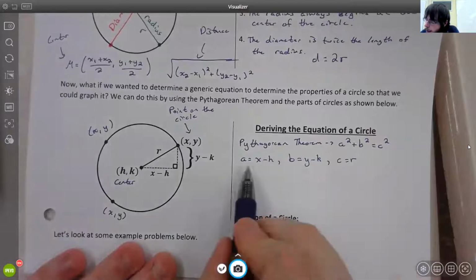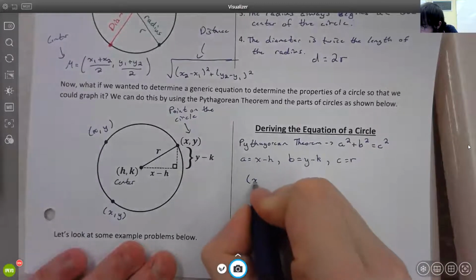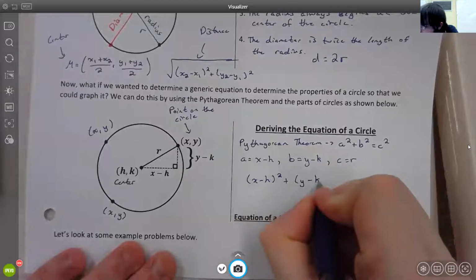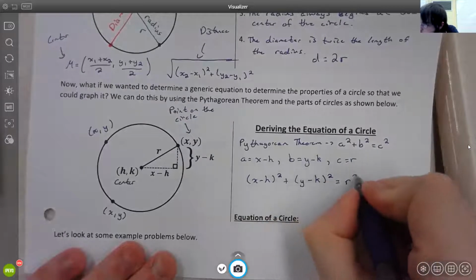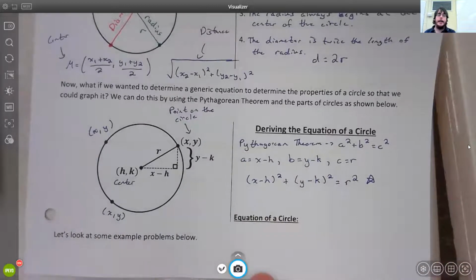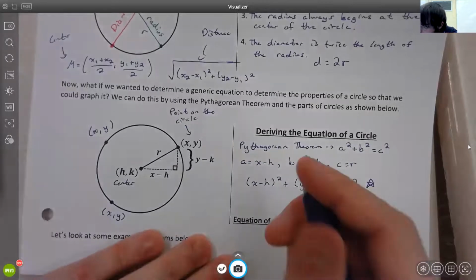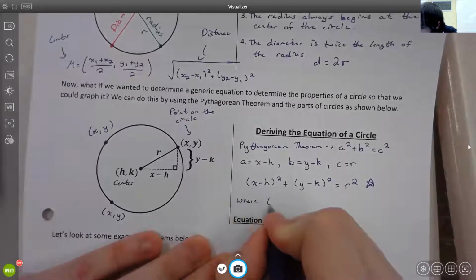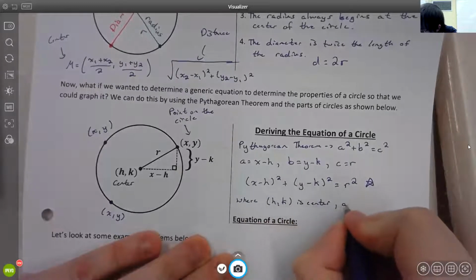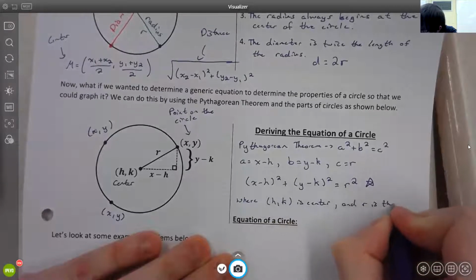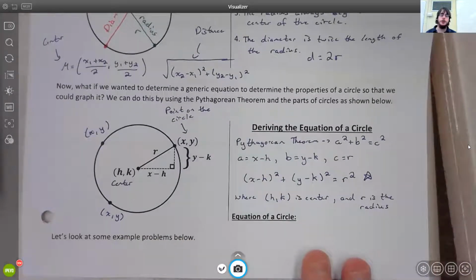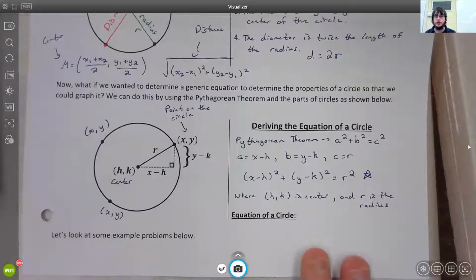So plugging those in, a is x minus h, so we get x minus h squared plus y minus k squared is equal to r squared. And that is your equation of a circle. Now it's important to note, h comma k is the center and r is the radius. Okay, so h comma k is your center and r is the radius.